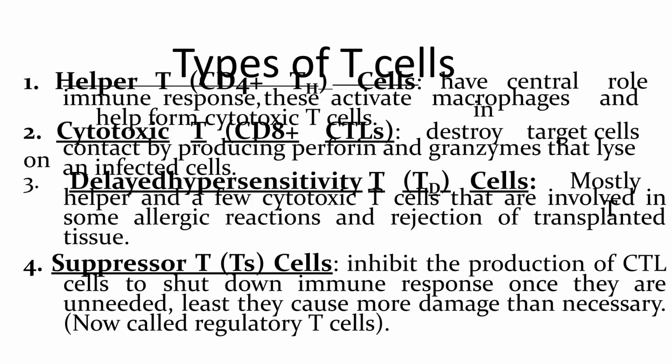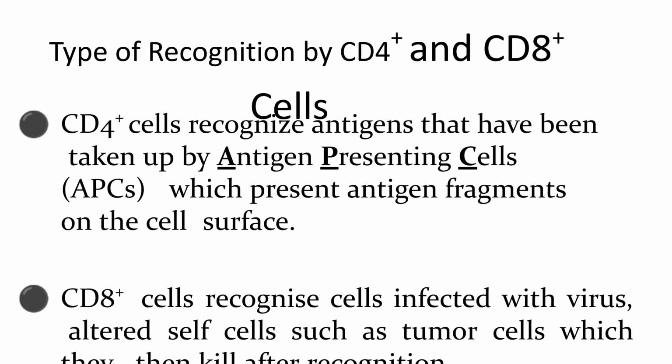The types of T cells include helper T cells, which have a central role in the immune response, cytotoxic T cells, which destroy target cells on contact, delayed hypersensitivity T cells, involved in allergic reactions, and suppressor T cells, now called regulatory T cells, which shut down the immune response.